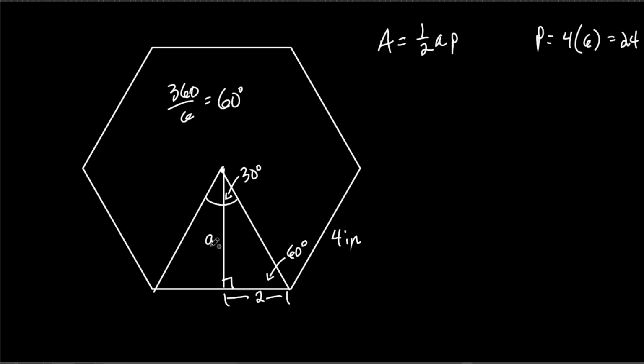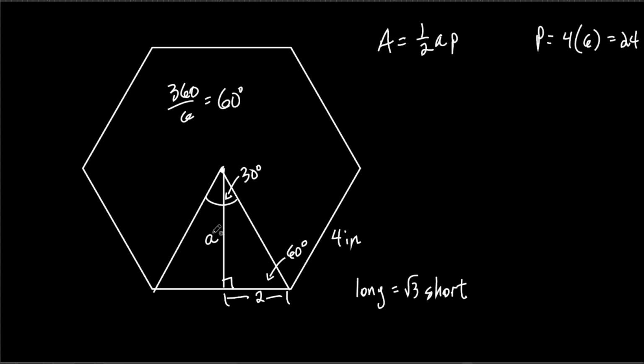So what is A as far as our special right triangles? It's 2 square root of 3. Because remember, we just learned this yesterday. We learned that the long leg is equal to the square root of 3 times what? The short leg. Remember that? Okay, we just had homework on it.